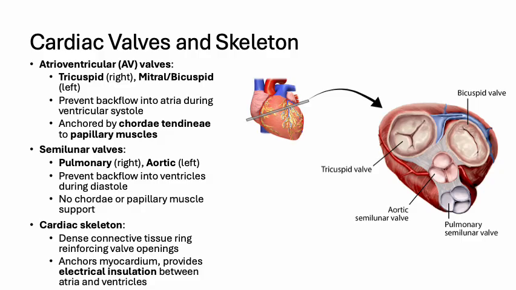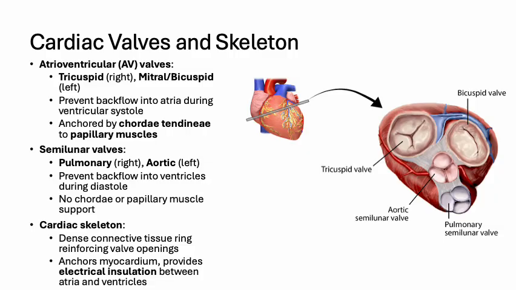Next are the semilunar valves. The pulmonary valve controls blood flow from the right ventricle into the pulmonary trunk, and the aortic valve controls flow from the left ventricle into the aorta. These valves do not have chordae or papillary muscles. Instead, they consist of three pocket-like cusps that fill with blood and close when pressure in the arteries exceeds that in the ventricles during diastole, to prevent backflow.